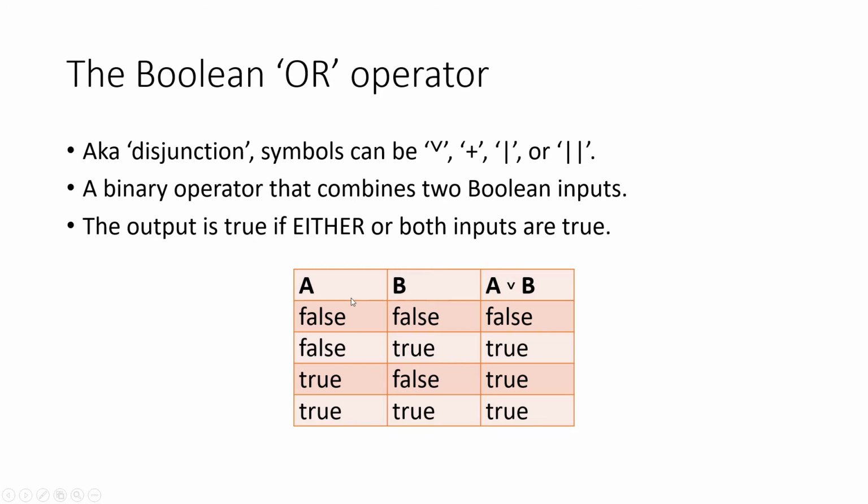For example, imagine you're writing a game and there's two ways for your character to lose a life. So A is running out of time, B is hitting a bad guy. Do we lose a life? Well, it's A or B. Hit a bad guy, lose a life. Run out of time, lose a life. Do both, you only lose one life. You can't die twice at the same time, I guess. But if you haven't run out of time and you haven't hit a bad guy, you don't lose a life.